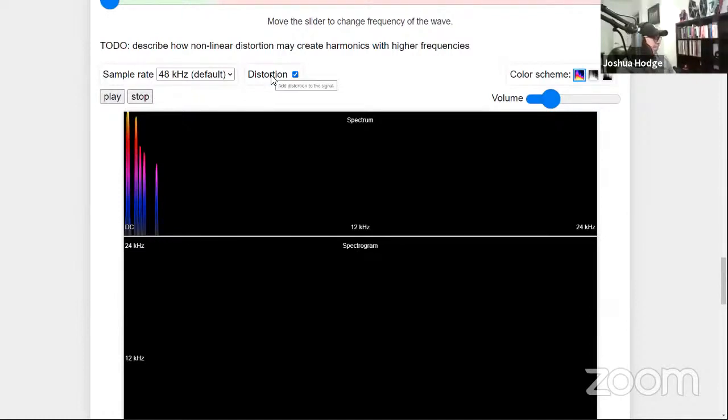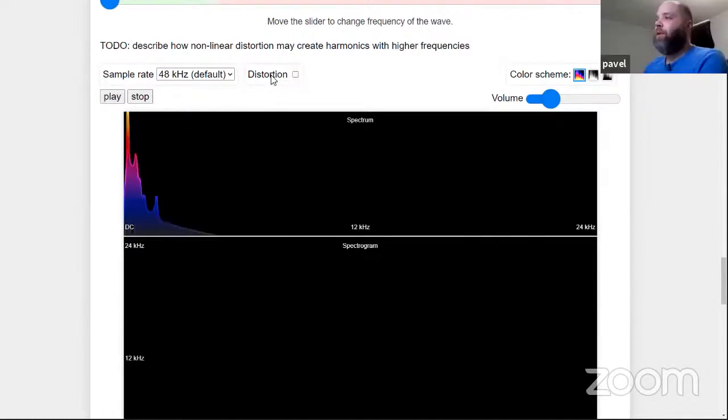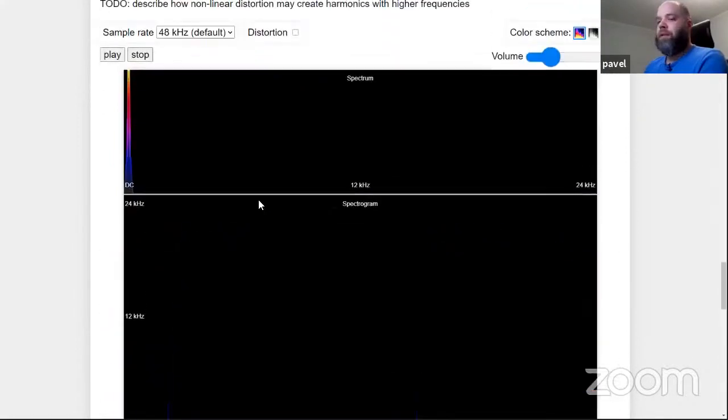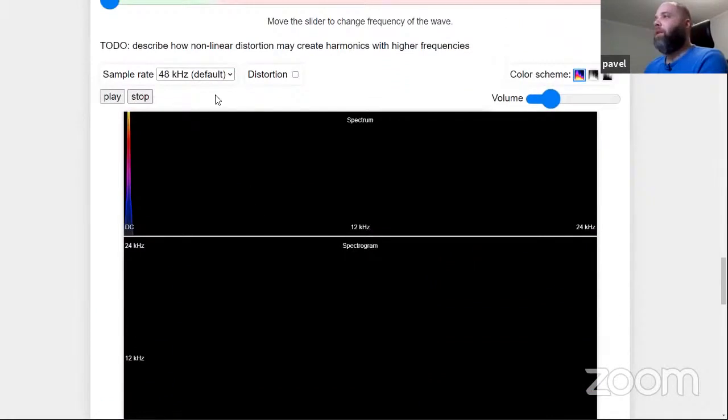Okay, so this is distorted sound. This is undistorted sound. I hope you can hear it and you hear the difference. Otherwise, you can experiment with it yourself.